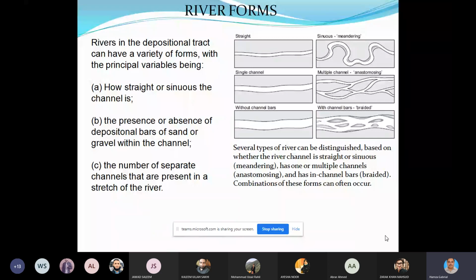splitting up into multiple channels, like in case of the anastomosing pattern, where the river splits up into multiple channels but does not flow around the sandbars. So the basic principal variable is the presence or absence of the sandbars. So single channel or multiple channels flowing around a sandbar or without a sandbar. So these are the principal variables which you will observe in a river while it is in the depositional tract.